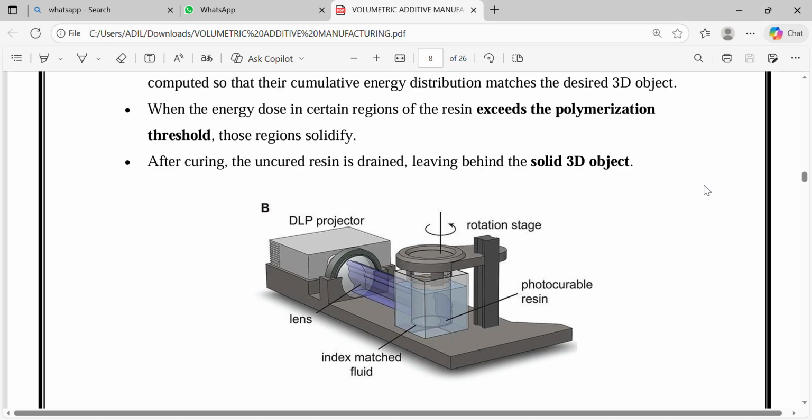Here is a diagram. This image depicts a setup for volumetric additive manufacturing using a digital light processing projector. A DLP projector projects a pattern onto a container with photocurable resin. The resin is in a container on a rotation stage, allowing for projection from different angles. An index-matched fluid surrounds the resin container, likely to reduce the optical distortion. A lens is positioned between the projector and the resin container to focus or shape the light. The setup enables the creation of complex 3D structures through photopolymerization of the resin.